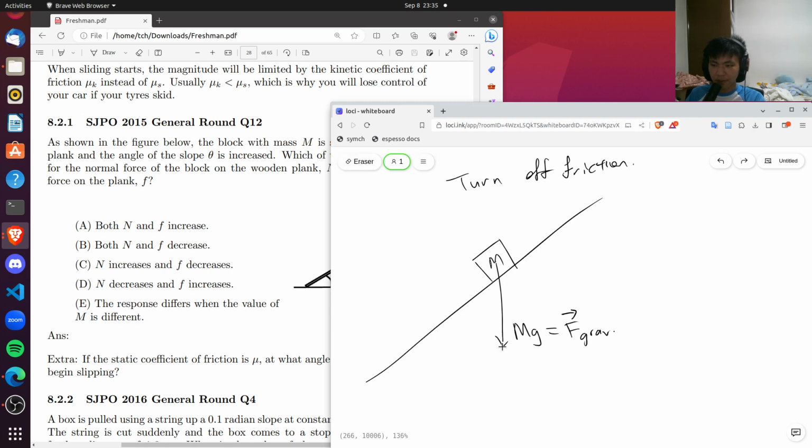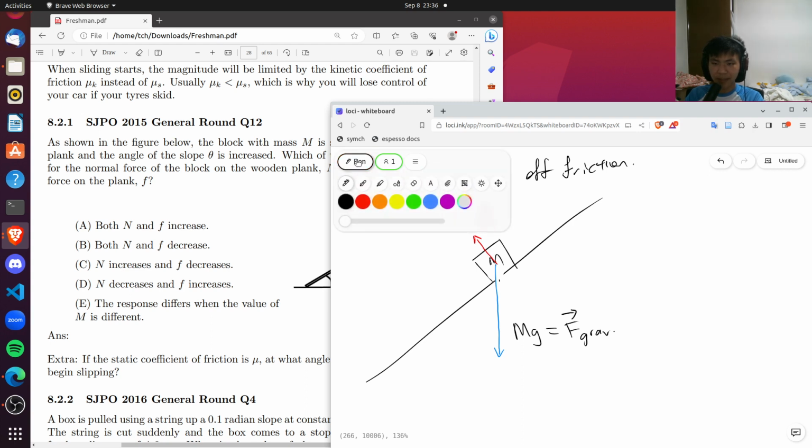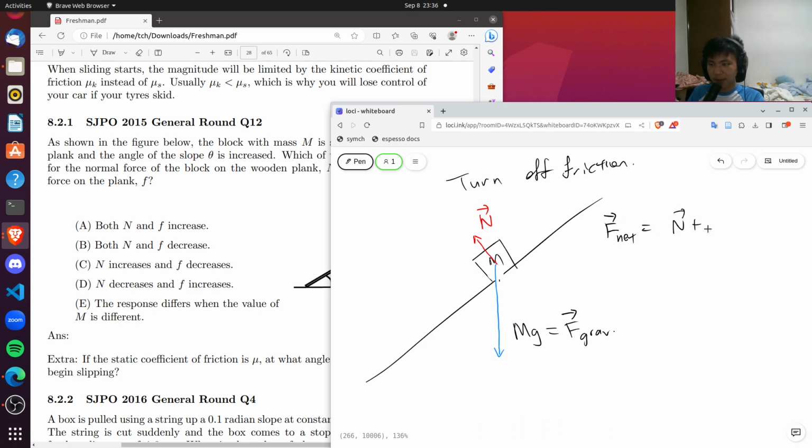Okay, so I'm going to draw the gravitational force in blue, and I'm going to draw the normal contact force in red. I'm writing arrows on top to emphasize that they are vectors. Now the net force acting on an object is the sum of the individual forces. In this case, we have two forces, gravitational force and normal contact force.